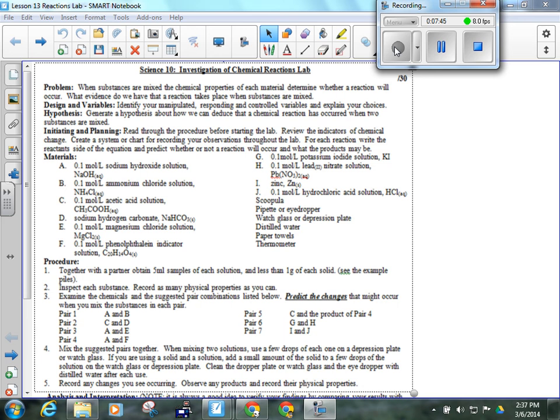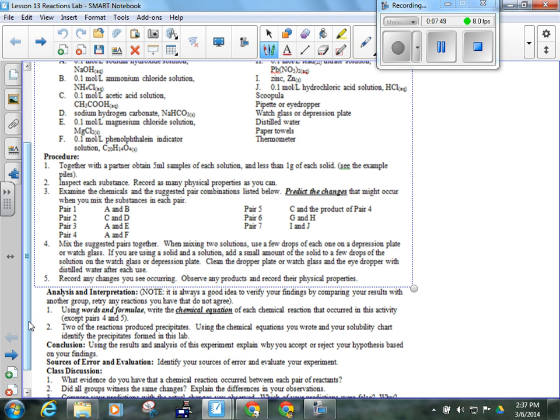Okay? If you look at your procedure here, pair 4, you mix A and F, so that's sodium hydroxide and the phenolphthalein indicator. All right? So you mix those two together. Then you don't get rid of that. You keep it and you add C to it as pair 5. All right? So that's the only one where you have to go 4, then 5. The other ones you can do in any order.